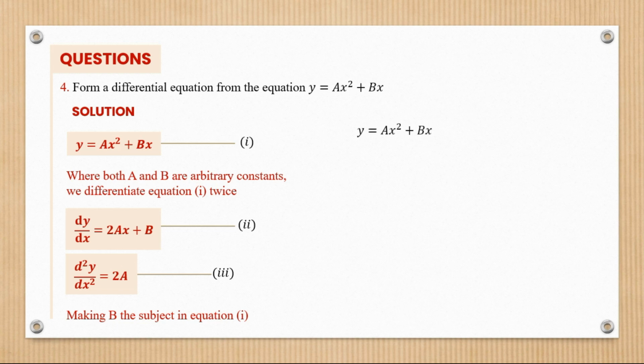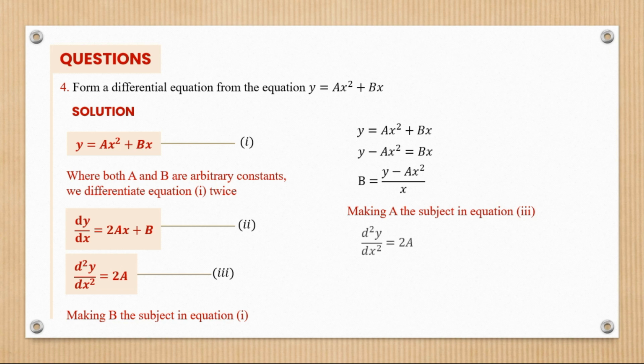and then we know that equation 1 is written this way. So we'll have y minus ax squared is equal to bx, and then b shall actually be equal to y minus ax squared over x. So that is the value of b. So now I'm going to go to equation 3, and then I'm going to make a the subject. So you can actually see that this is what we have. So a shall actually be equal to a half times d squared y over dx squared.